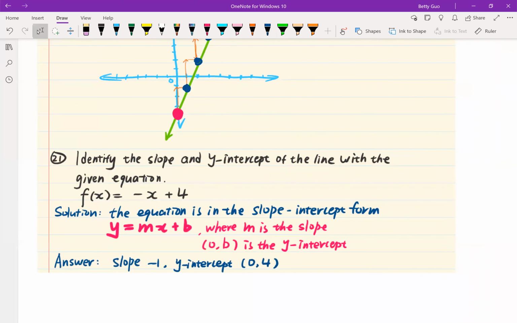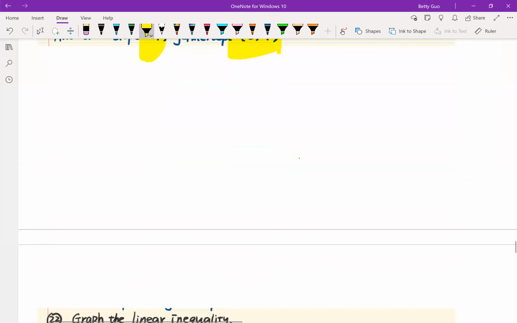Number 21, identify the slope and the y-intercept of the line with the given equation. By the formula y equals mx plus b, you can see the equation we have here is in the slope-intercept form. Coefficient of x is negative 1, so the slope is negative 1. Constant term is 4, so the y-intercept is 0, 4. Very straightforward, not difficult at all.